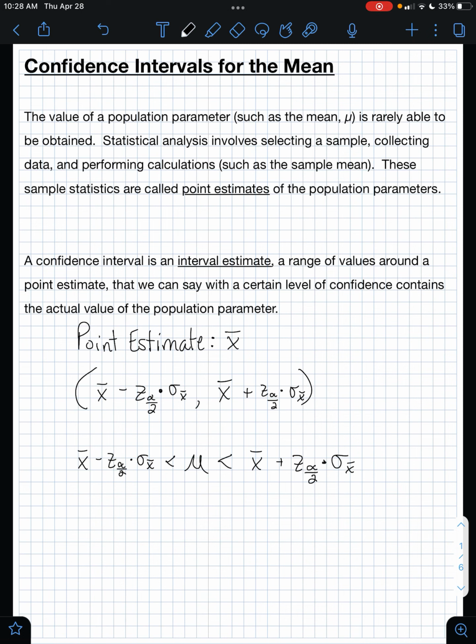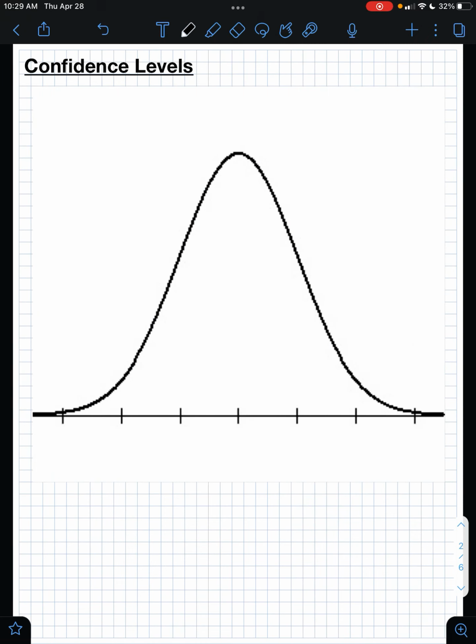And that's our interval estimate, that there is a certain probability known as our confidence level that the population mean is within this interval. So let's start out with talking about confidence levels. We have a lot of things to unpack here: the z sub alpha over 2, the construction of the interval at different confidence levels and whatnot. So let's start with talking about confidence levels here.